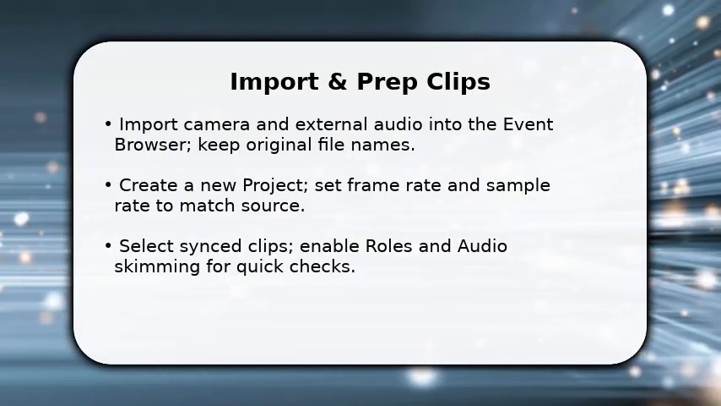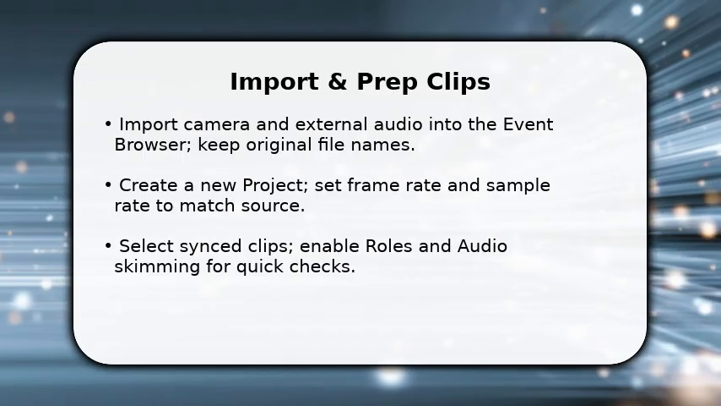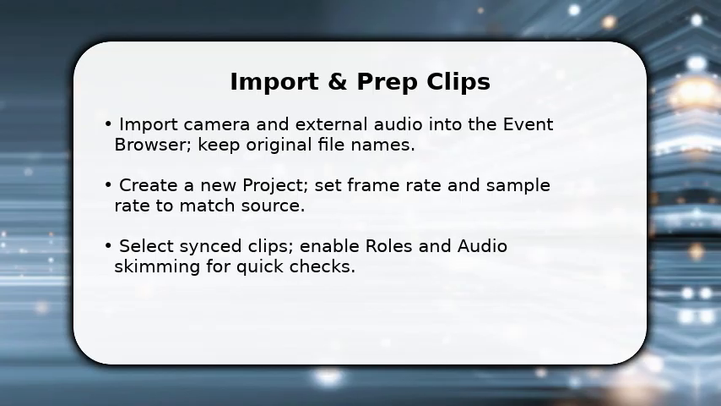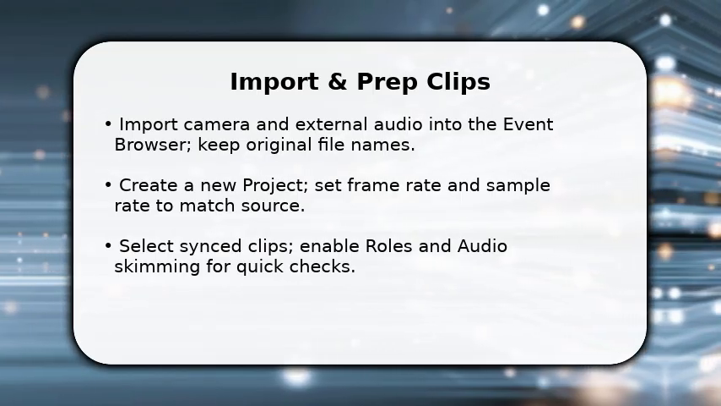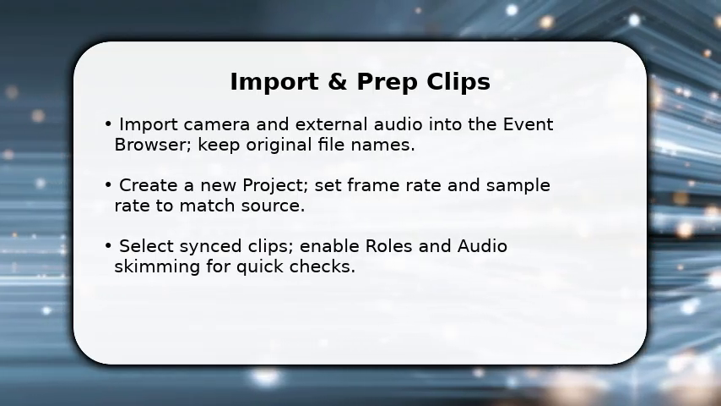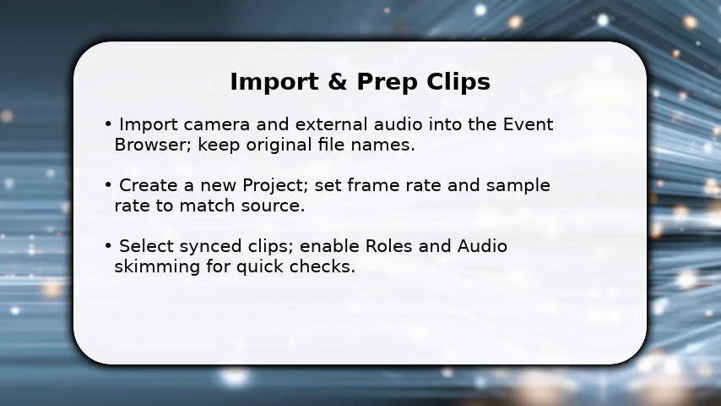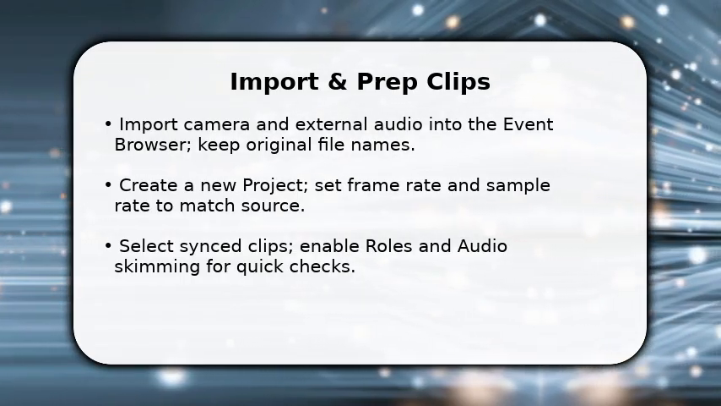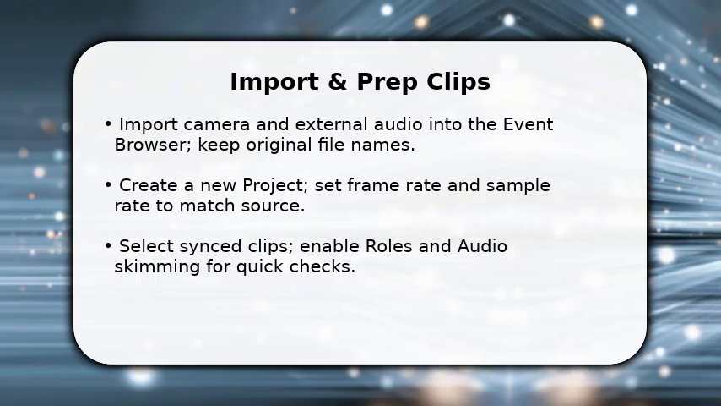You start by importing both camera footage and external audio into the same event. Make sure sample rates match to avoid drift. Once done, create a project with the camera frame rate and correct audio settings so Final Cut Pro X won't resample. Next, enable roles and audio skimming to preview dialogue and reference tones quickly.